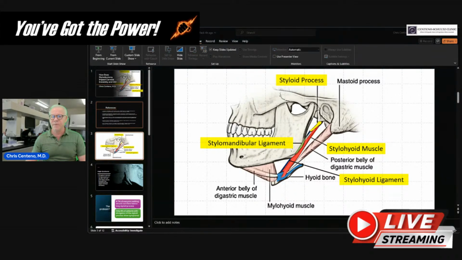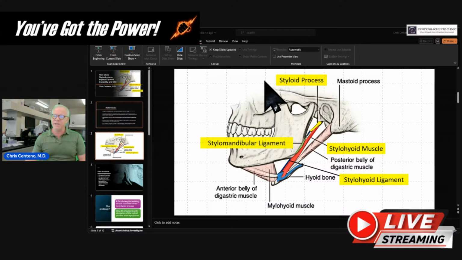Slideshow. So the topic today is how does styloidectomy impact craniocervical instability, or CCI, or just cervical instability in general. These are the references for today's topic. So a couple things here.